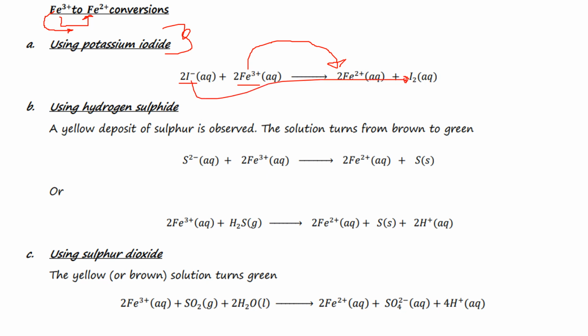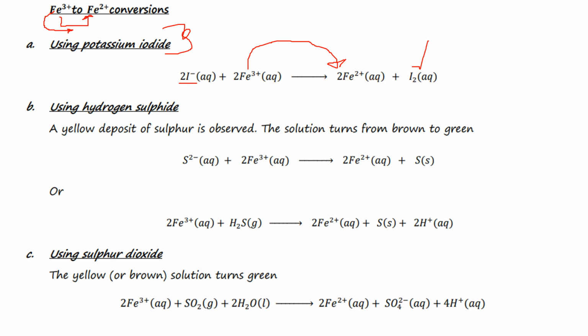Now since iodine is brown in nature, we shall say that the solution, remember that we may have a solution containing iron 3 ions, is going to form a brown solution due to formation of iodine.